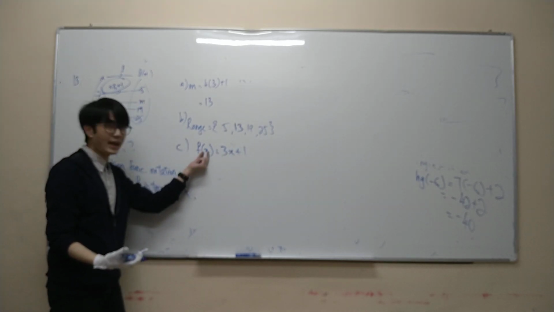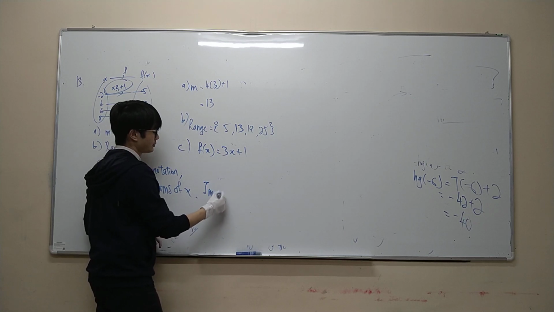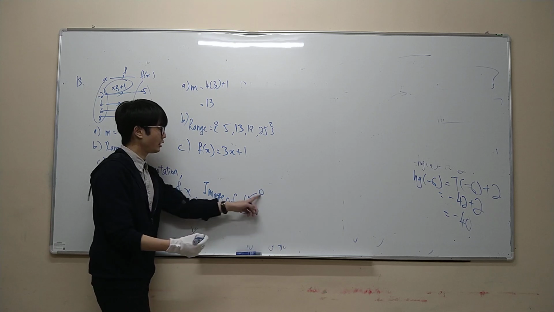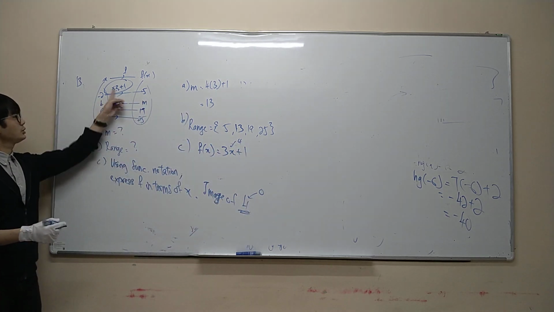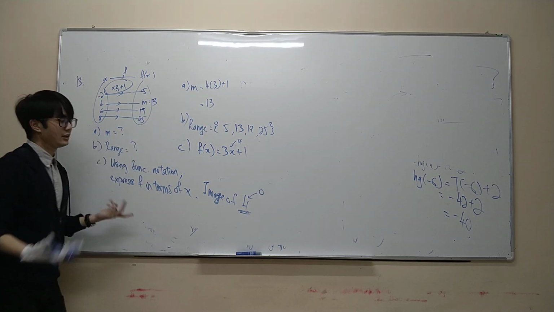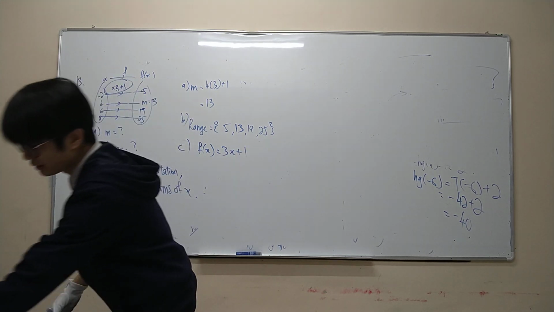It means that the object is x. So let's say if I want to find the image of 4, it means that the 4 is the object. It means the 4 I put in here. So it will be 4 times 3 plus 1. 4 times 3 plus 1, it will be 13 lah. N is 13. Okay, like this. Okay? Hope you understand? Alright, number 14.